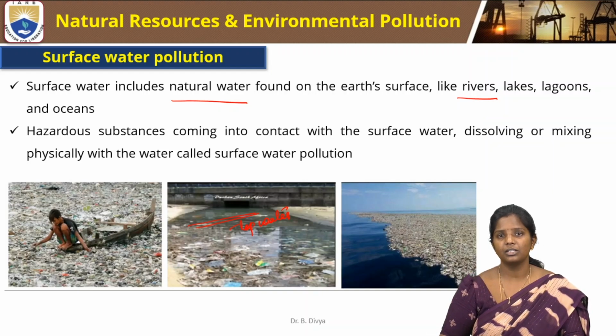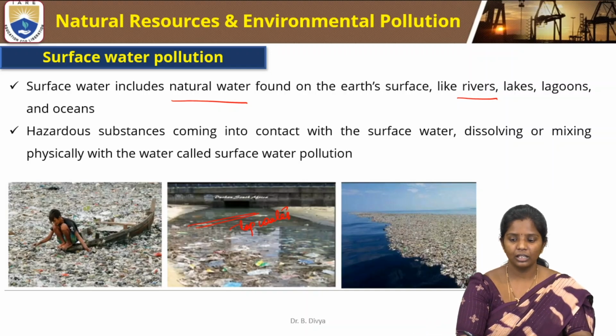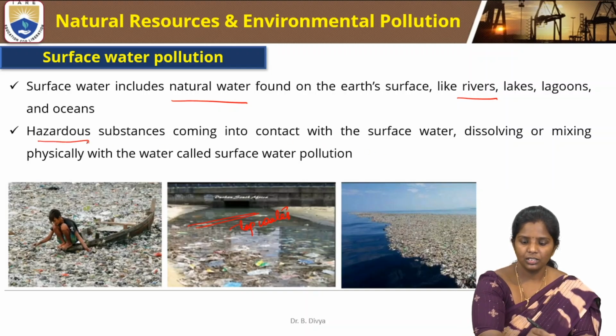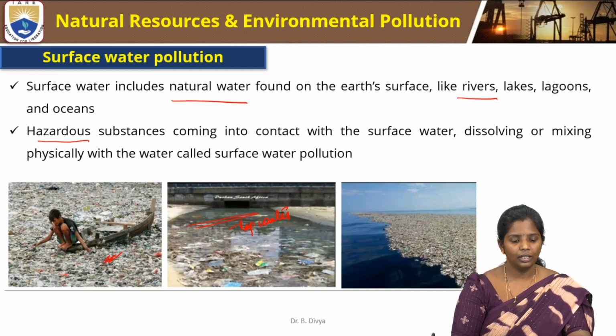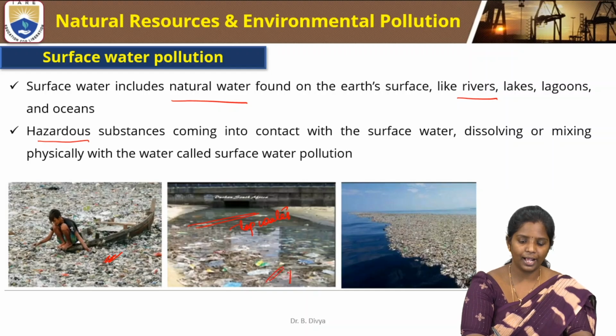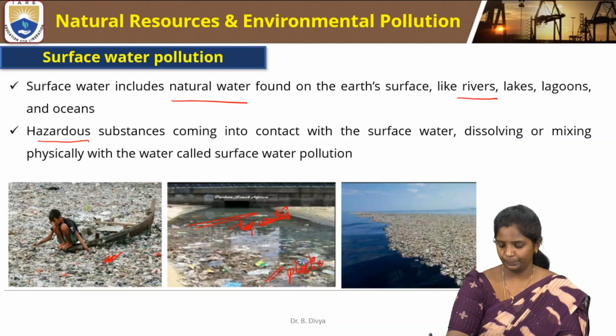So hazardous substances that are coming from different industries get into contact with this surface water. So what happens in that case? These substances will get dissolved or mix with the water that is present stagnantly. So they combine or react with the water present and cause surface water pollution. For example, if you see, there is a lot of plastic that is thrown in this water. This slowly degrades and reacts with the surface water and pollutes the water completely.